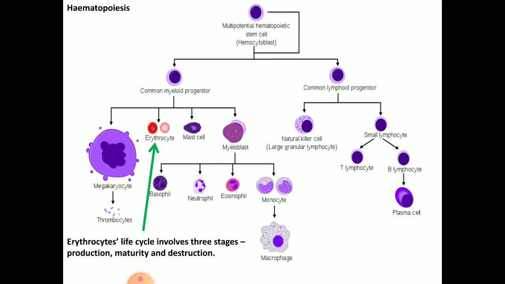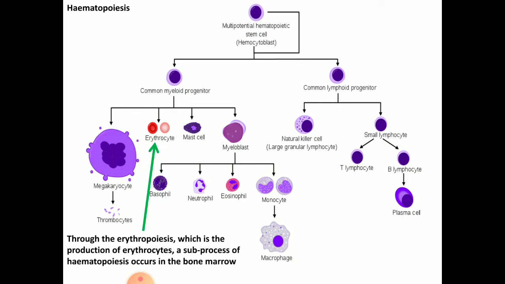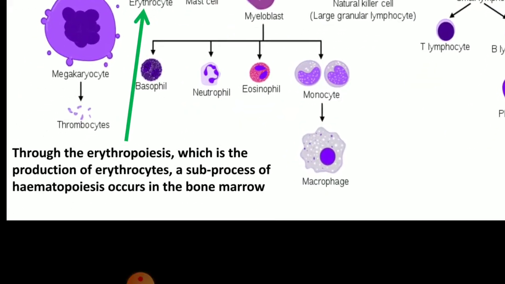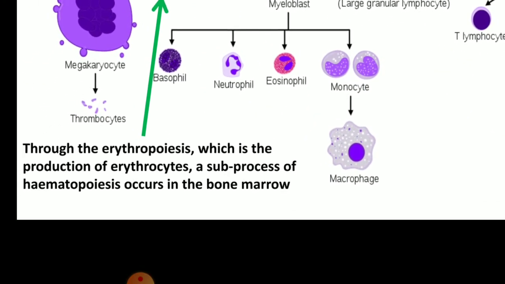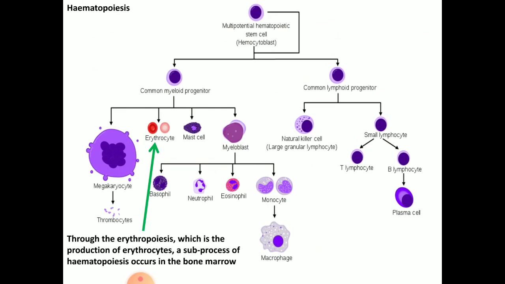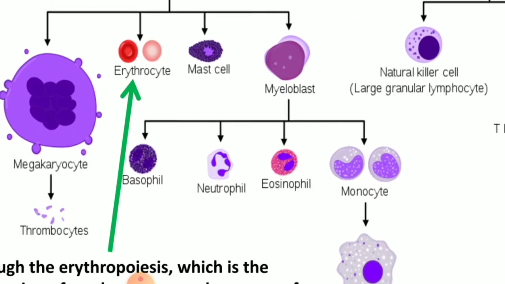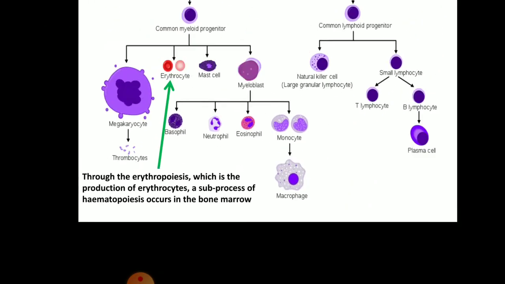The second kind of cells that are produced from the common myeloid progenitor are the erythrocytes. The erythrocyte life cycle involves three stages: production, maturity and destruction. So these are the three stages. Through erythropoiesis, which is the production of erythrocytes, a sub process of hematopoiesis, it occurs in the bone marrow. So the process of synthesis or production of erythrocytes is called erythropoiesis.